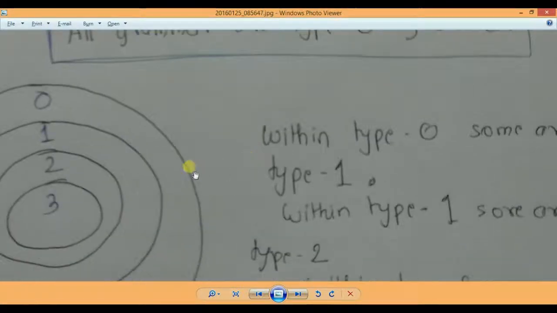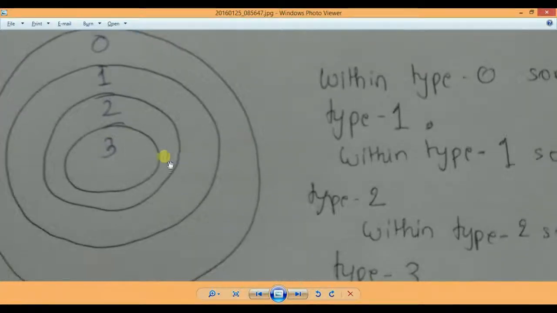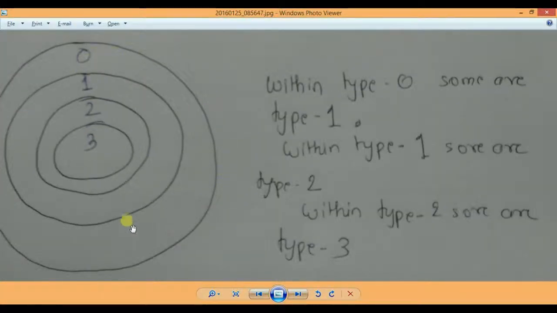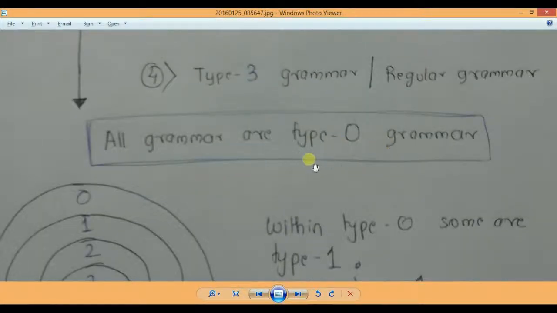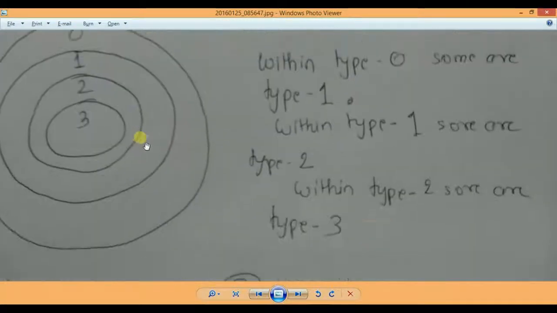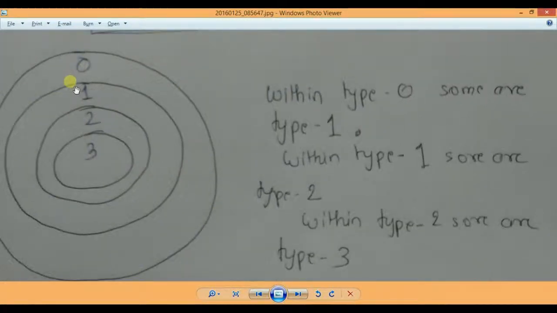Now let's take a look at this picture. Suppose this is a Venn diagram. I suppose you all know what a Venn diagram is. Now let's assume this outer circle, the topmost one, is the total grammar, and it is of type 0 grammar. Why? Because all grammar are type 0 grammar. So total means this big circle, the entire grammar, is of type 0 grammar.